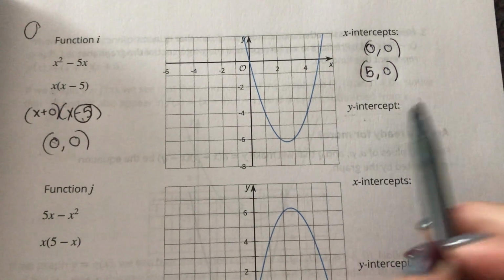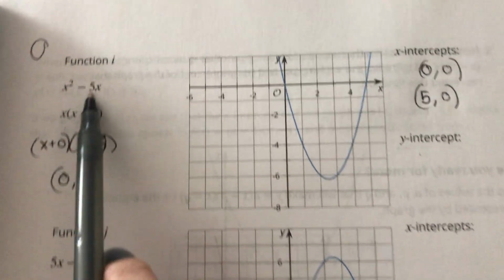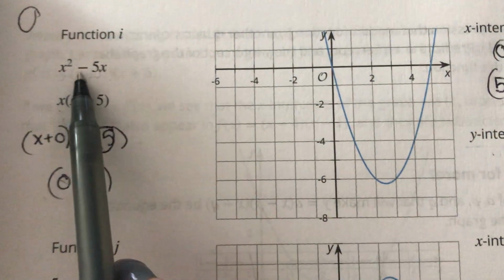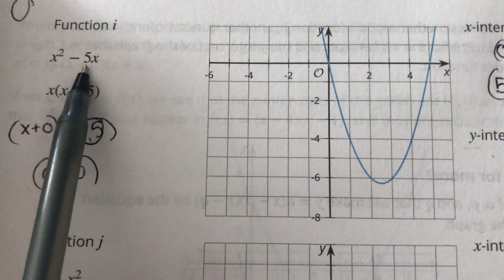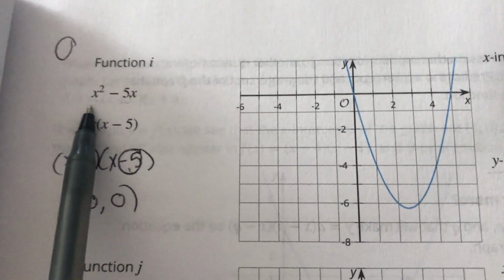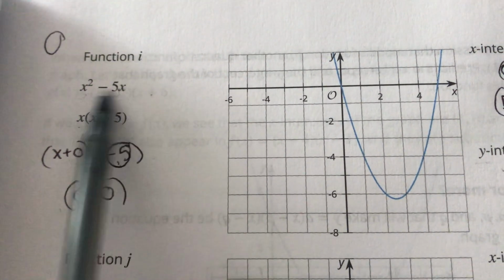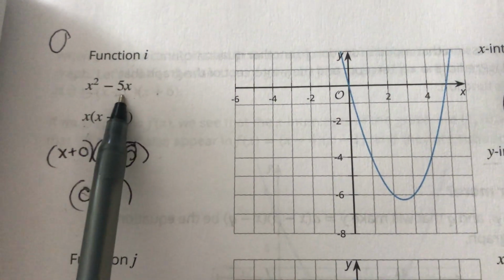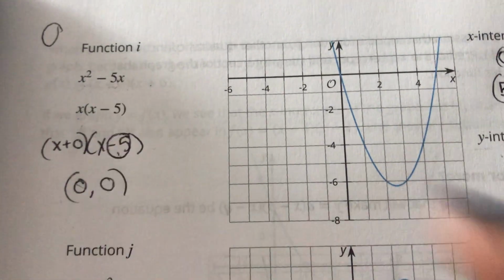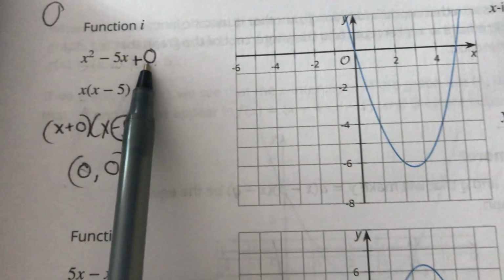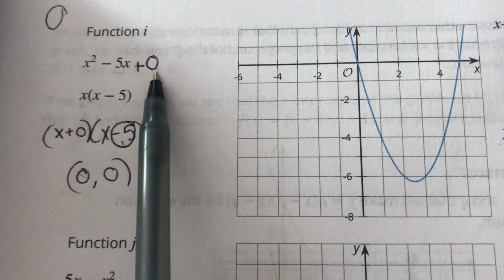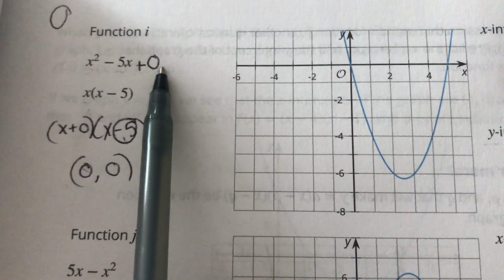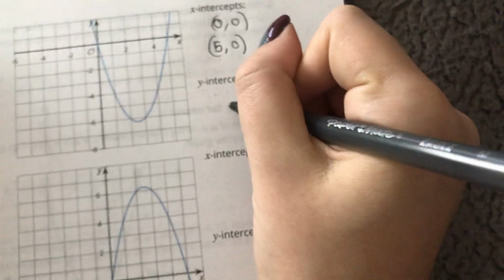Now we need to find the y-intercept given our standard form. So I have x squared minus 5x. So to find a y-intercept, I need a value that does not have a variable. I don't have that c value here, or it doesn't appear that I do. I have x squared minus 5x. However, when it looks like there's nothing, it's really just plus 0, just like how we did down here. So this is my value that does not have a variable on it, the 0. So I have a y-intercept at 0, comma 0.